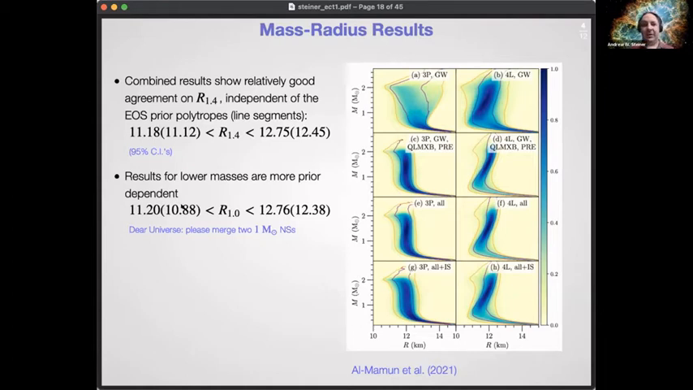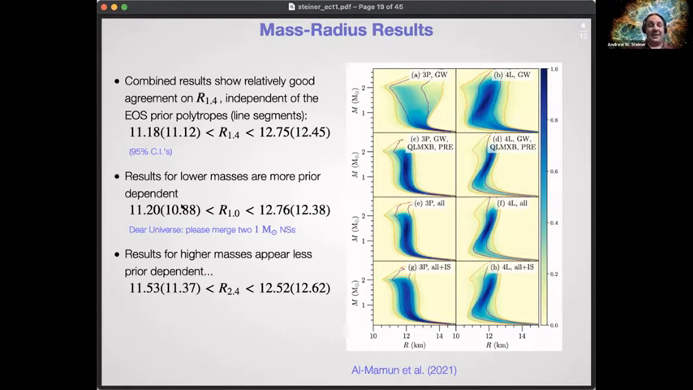And I wanted to point out that I would send a message to the universe because I would really appreciate a very loud signal to noise of 2 1 solar mass neutron stars. That would make everything really nice and pretty for us. So please, universe, do that.